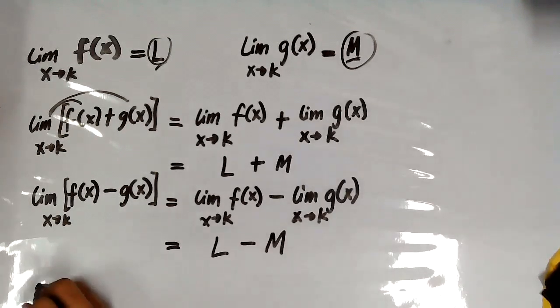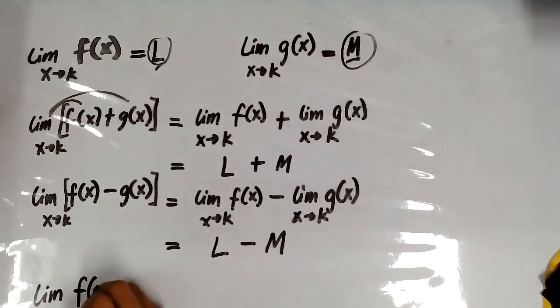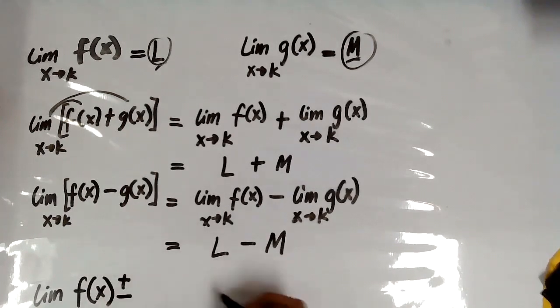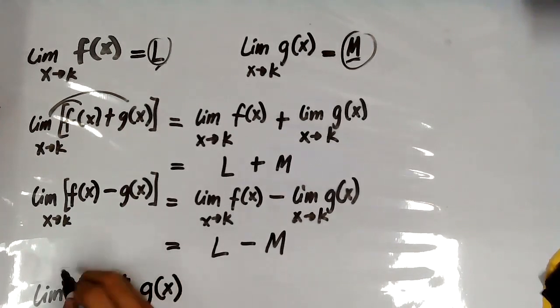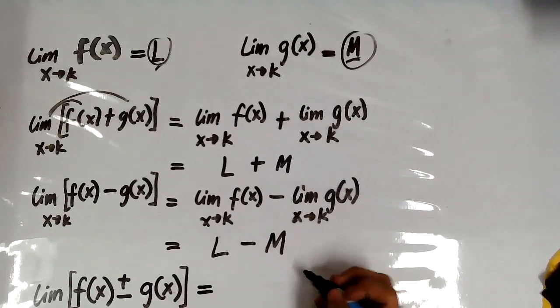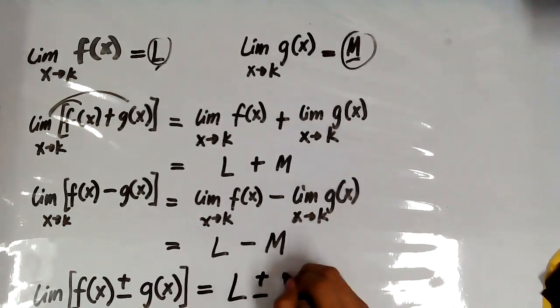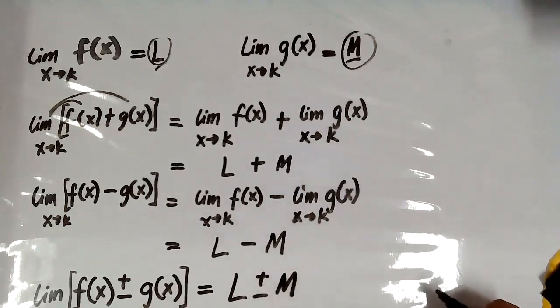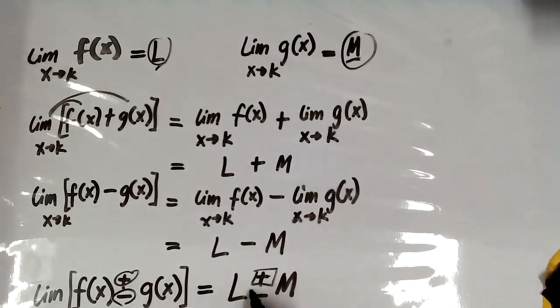the limit of the sum or the difference of these two functions, as x approaches the value k, will be equal to L plus or minus m. So either way, if you're going to get the sum, then you have to use addition on your limits. If you're going to get the difference, then you have to subtract the limits of these functions.